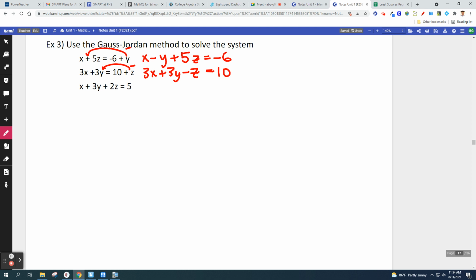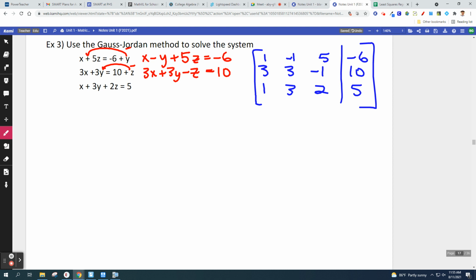The third one's fine as is. It's already in standard form. So let's just write this as our augmented matrix. 1, negative 1, 5, bar, negative 6, 3, 3, negative 1, 10, and 1, 3, 2, 5.